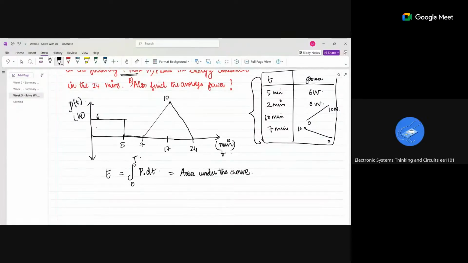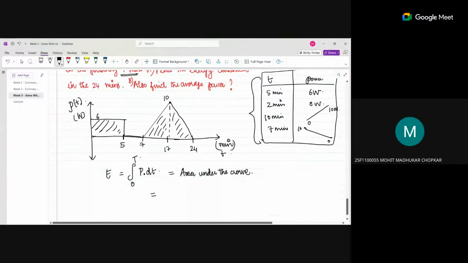So what I have to find is this area. It has a rectangle, and I have to find this area, then this area. What is the area of this one? It's a rectangle, right? Length into width. So 5 into 6.